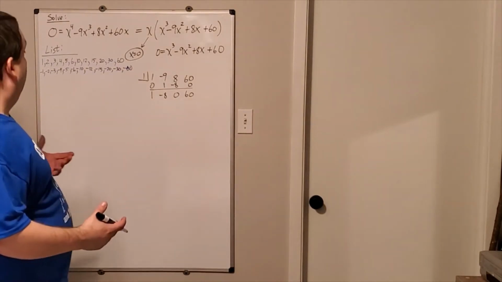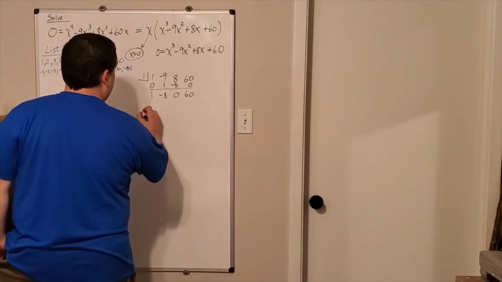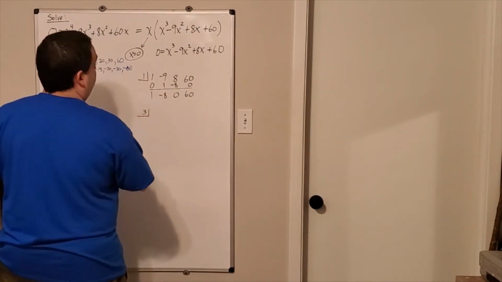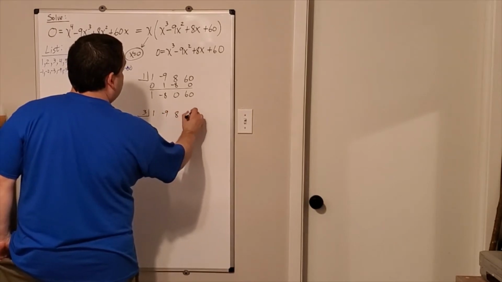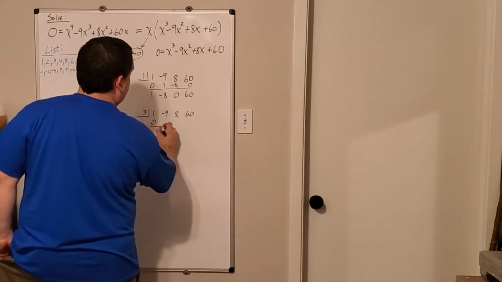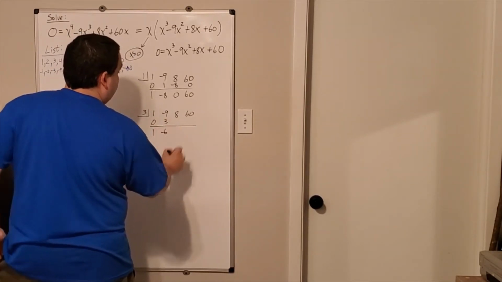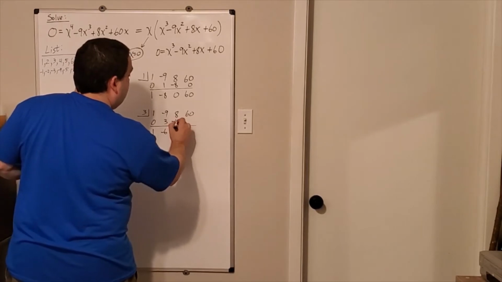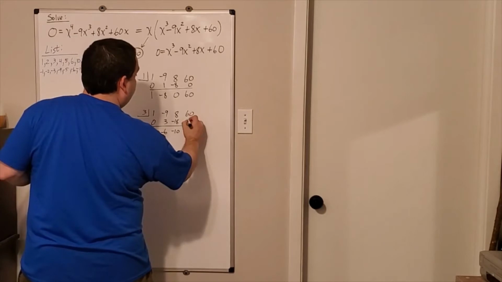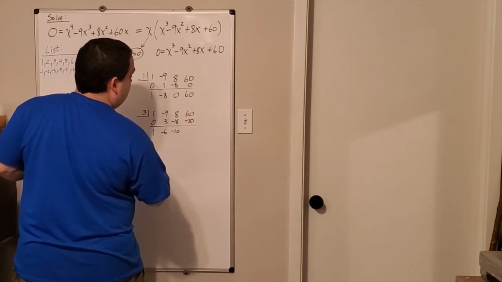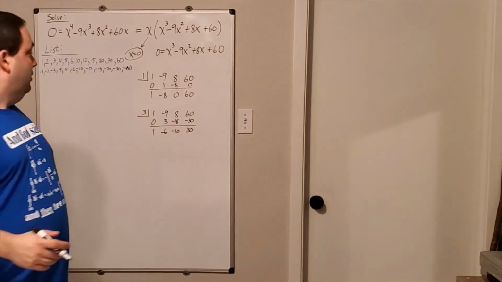All right, well, let's keep going. Let's try 3. Right, let's try 3. 1, -9, 8, and 60. 0, draw the line. 1, 3, 6, -18, -10. 3 times -10 is -30. And then 60 and -30 is 30. Still no good, right? Still no good on that one.